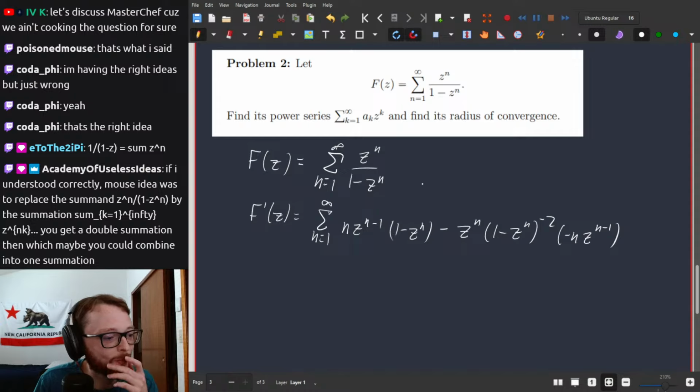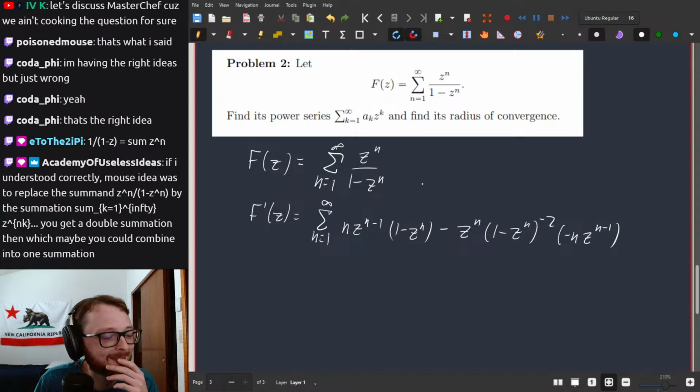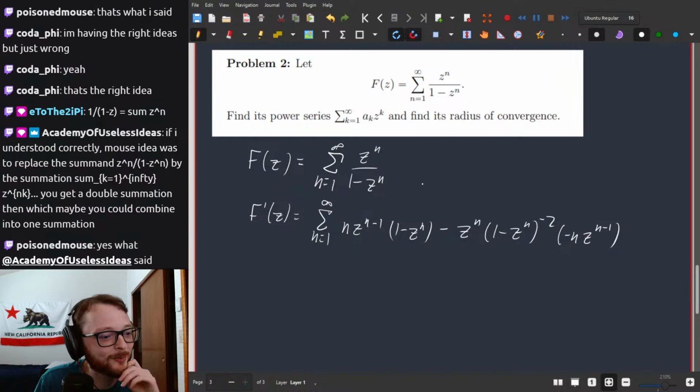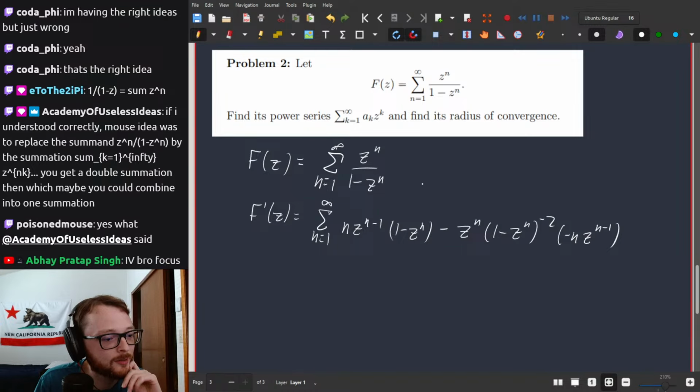If I understood correctly, Mouse's idea was to replace the summand z to the n over 1 minus z to the n by the summation k equals 1 to infinity z to the nk. A double sum.